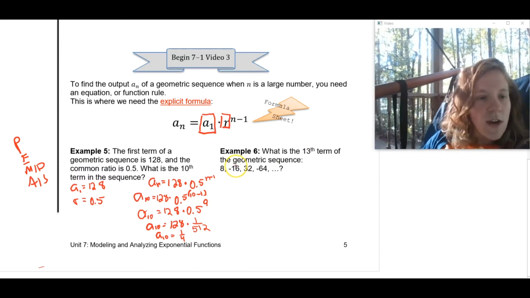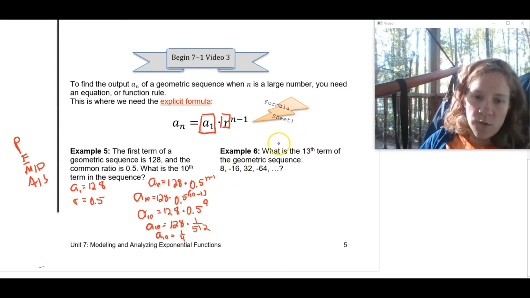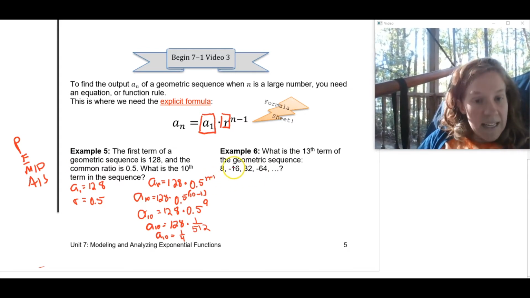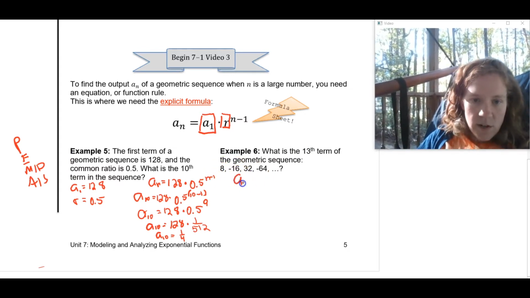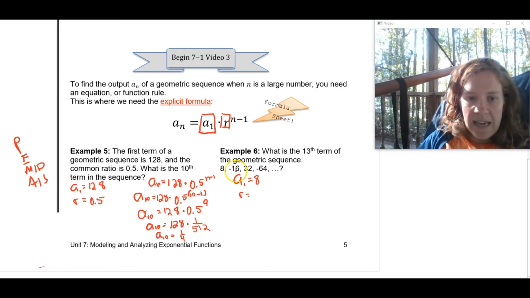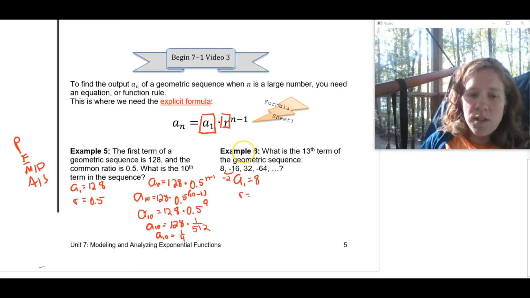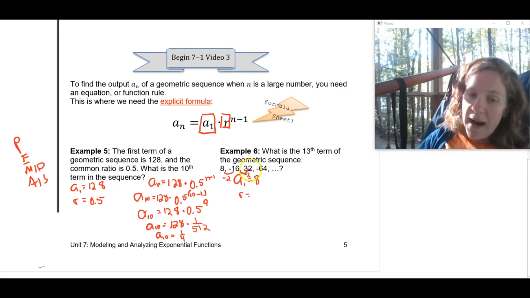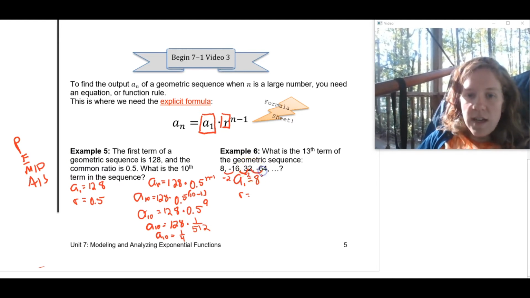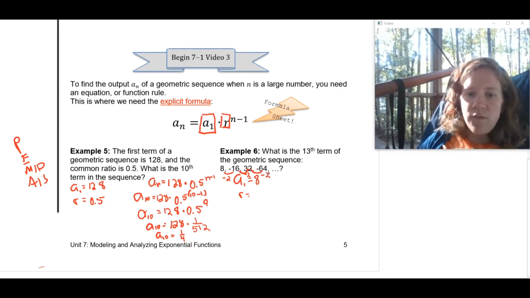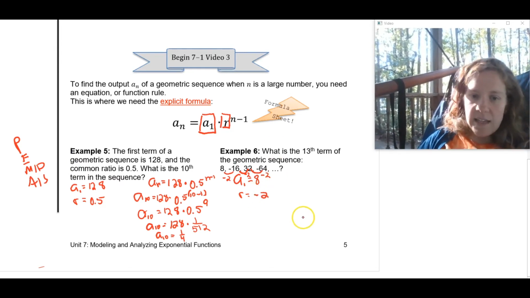This time it didn't straight up tell us what the first term is. Instead, it gave us a sequence. But I can look at that and see that the first term for this is 8. I also need to know my common ratio. Well, when I look here, to get from 8 to negative 16, I am multiplying by negative 2. The fact that it's switching back and forth from positive to negative to positive to negative means that I am multiplying by a negative, because if you think about it, negative 16 times negative 2 would be positive 32. Positive 32 times negative 2 would be negative 64.